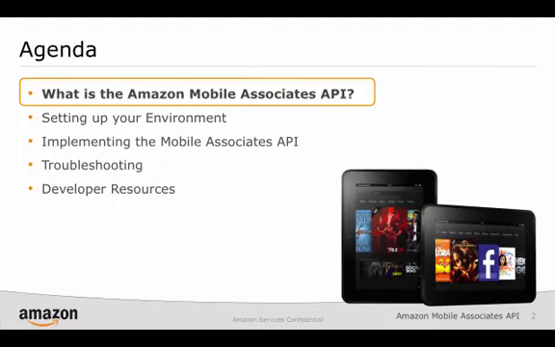In this video, we'll cover the basic concepts of the Mobile Associates API and do a step-by-step walkthrough of the different ways that you can offer items for sale from Amazon.com and how to test your implementation with the Amazon App Tester. Finally, we'll cover some troubleshooting tips and where to go for more information. We have a lot to cover, so let's get started.